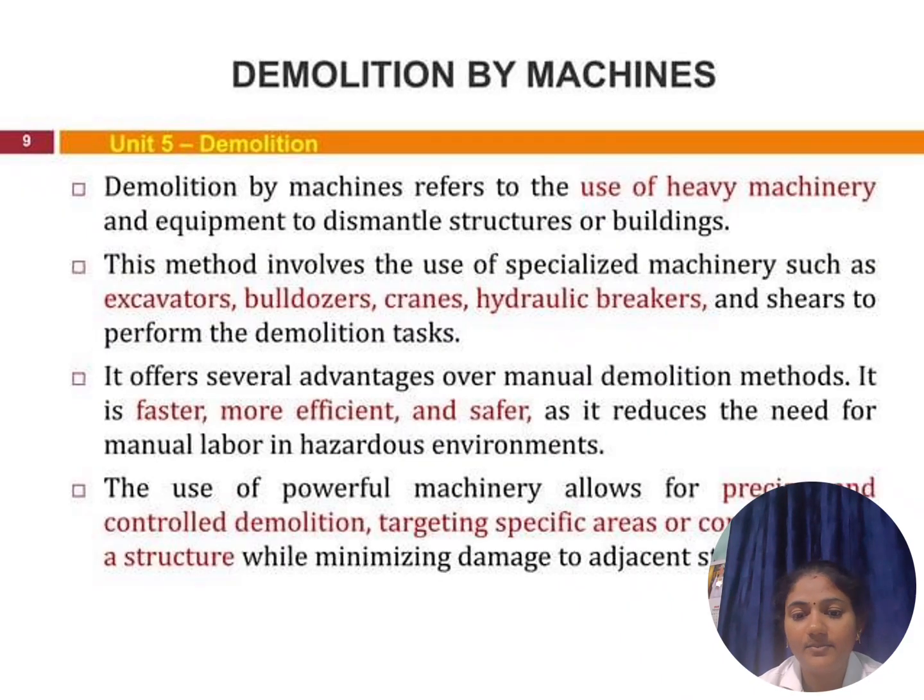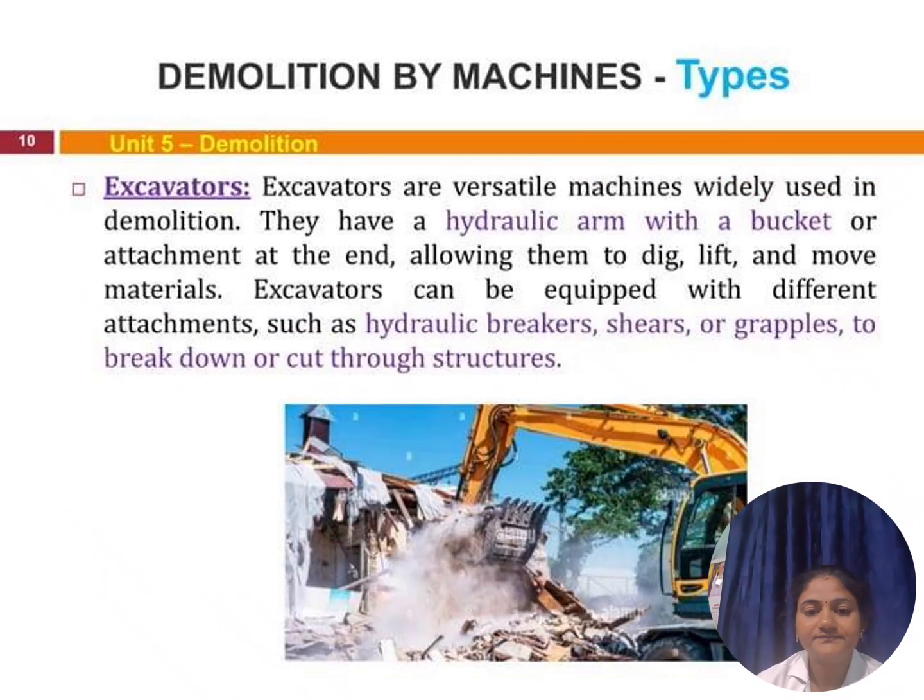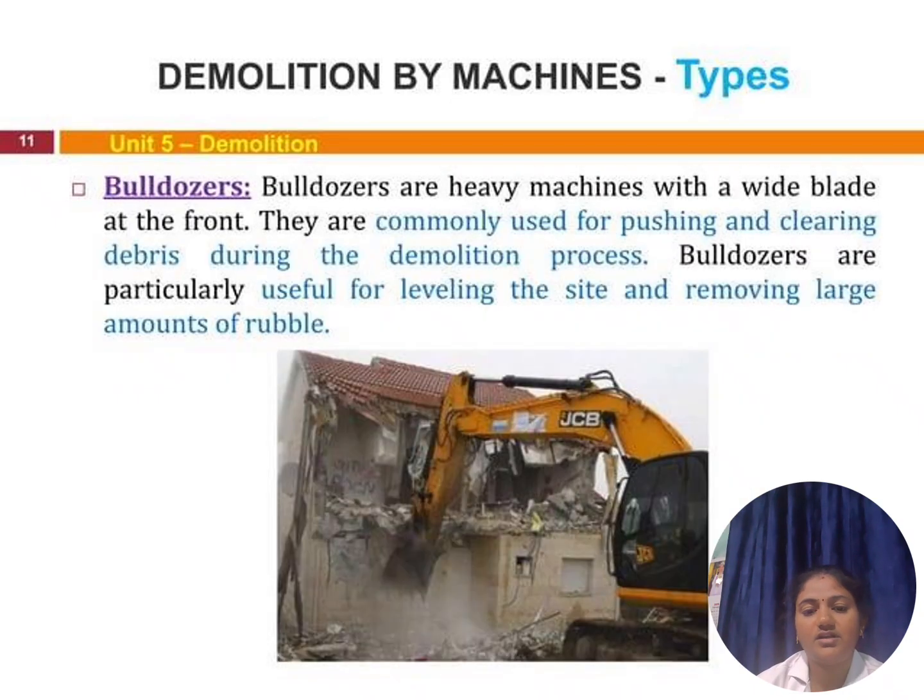And demolition by machines. Here we use heavy machineries and equipment like excavators, cranes, and hydraulic breakers. Whether we can achieve it in a fast, safer, and more efficient manner, machines are selected. And excavators have hydraulic arms with buckets, and they cut through the structure. And bulldozers are heavy machines with a wide blade, and they are highly used in the demolition process for removing large amounts of rubble.